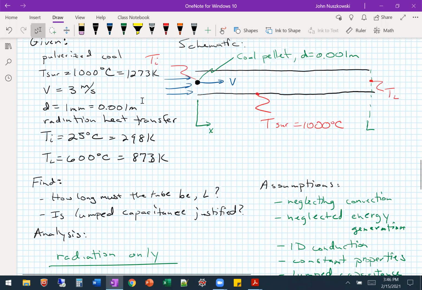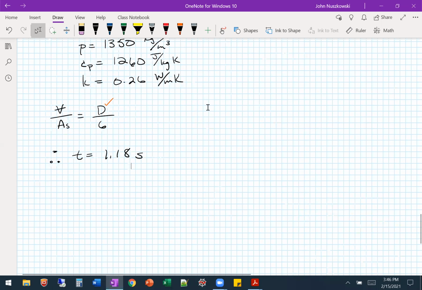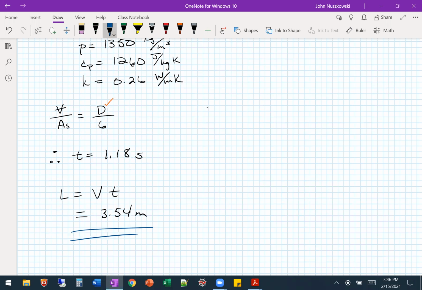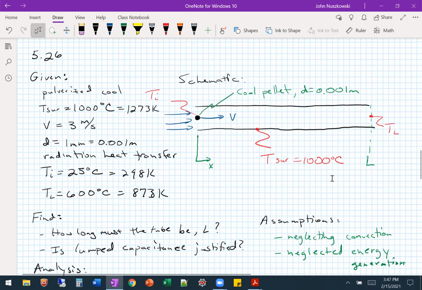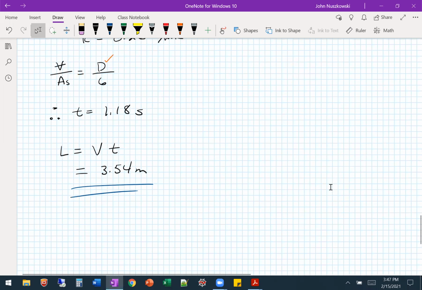All right, and if it's at 3 meters per second for 1.18 seconds, we can just have our length be velocity times time. So we get 3.54 meters is how long this tube furnace needs to be to get this coal pellet from 25 degrees Celsius to 600 degrees Celsius at the end. Okay, so that's the length.